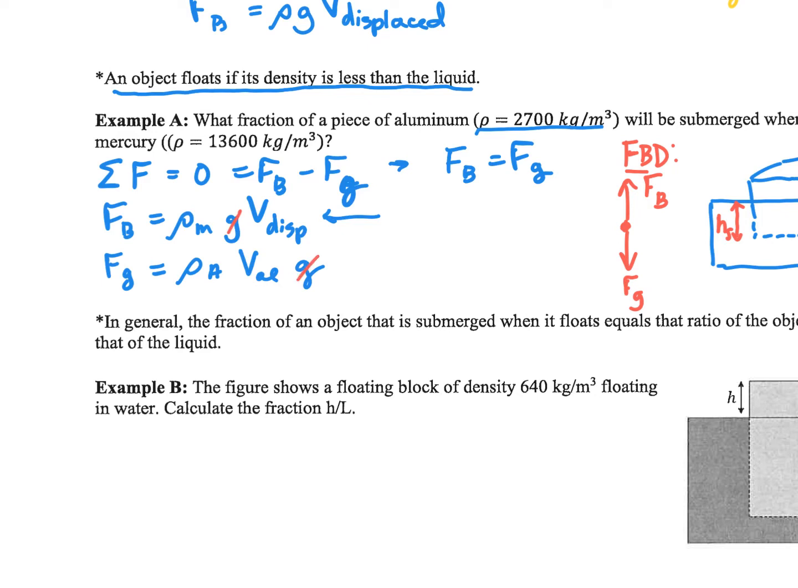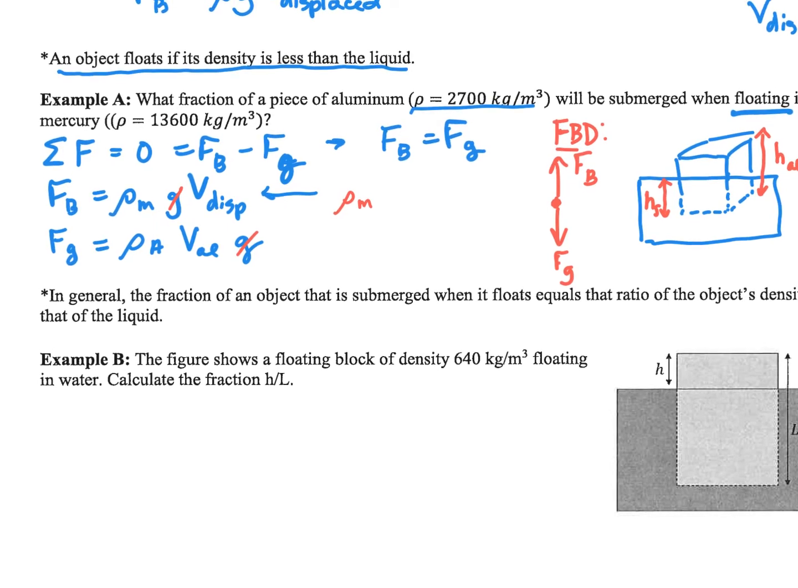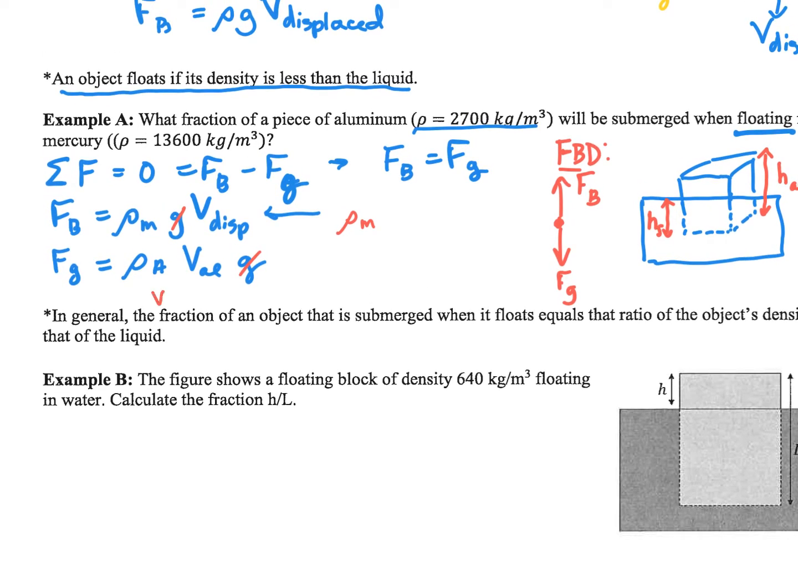So now we've got rho of mercury. Now volume, displaced. Here's the thing. Volume is what? What is volume? Area times the height. Why would I write it that way? What do you notice about the cross-sectional area? This is going to be the area, isn't it? What do you notice about both of those pieces? Whether it's submerged or not, the cross-sectional area, which is the bottom, is going to be the same for both of them, isn't it? Right.